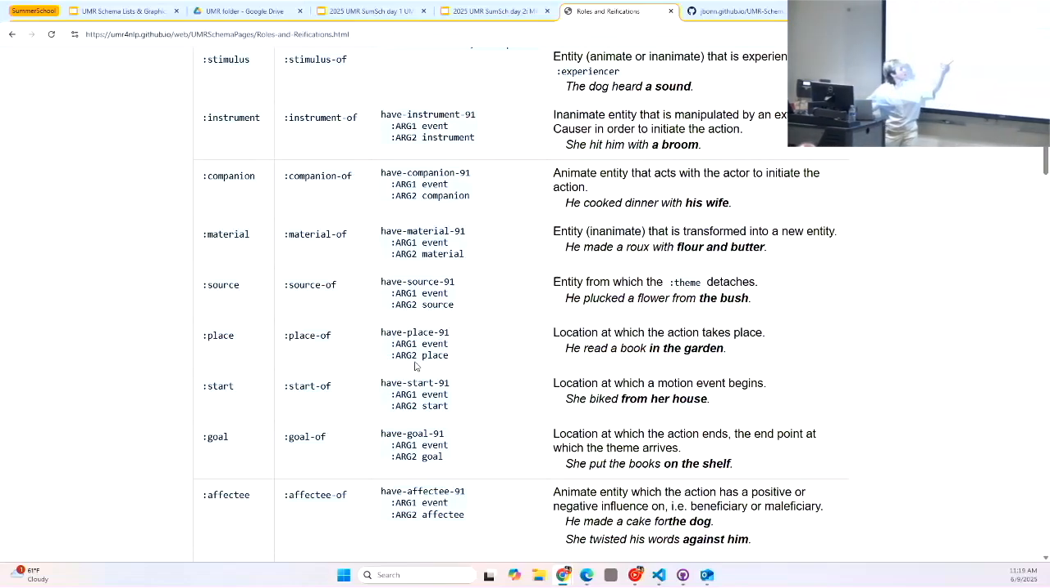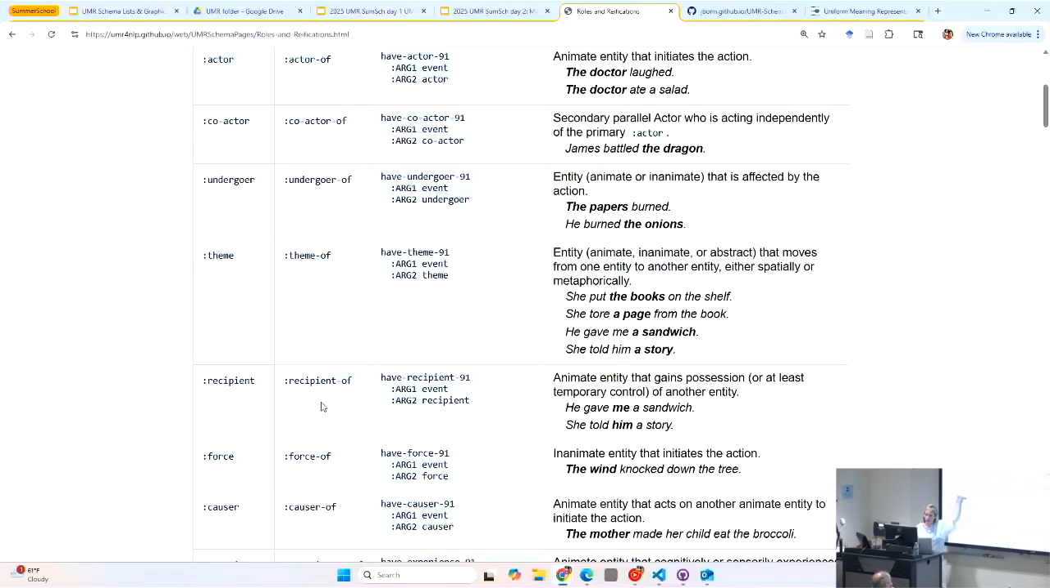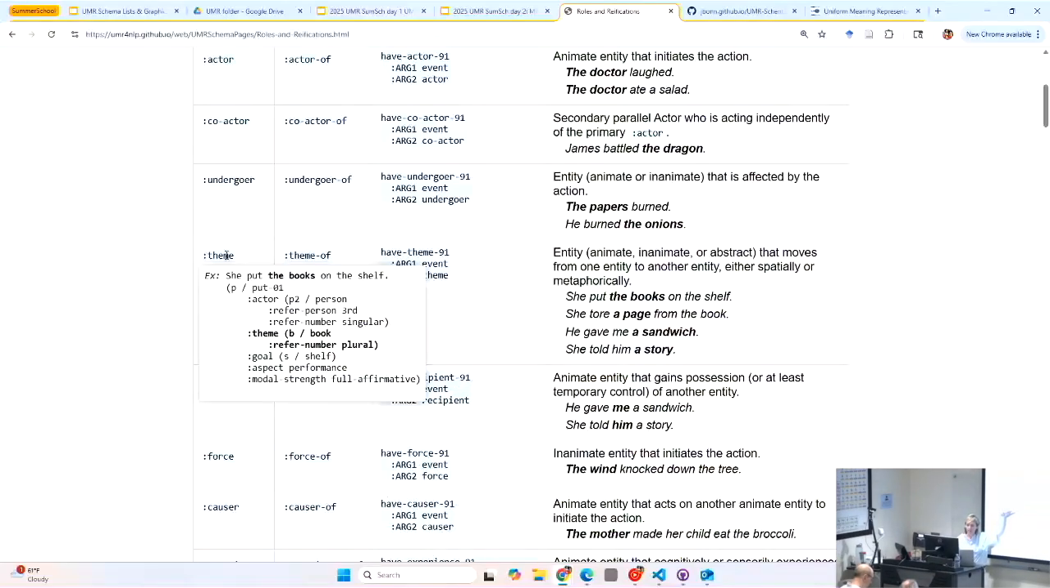The other reason you might want to use a reification role set is that it gives you a variable that you can then re-enter into the graph in other places. So actor, co-actor, undergoer, theme.